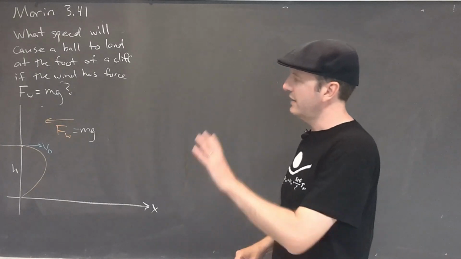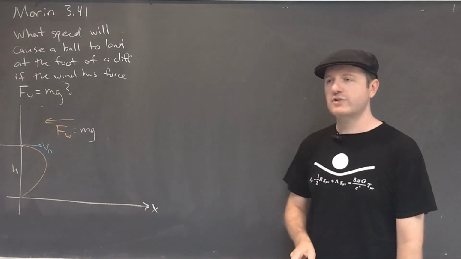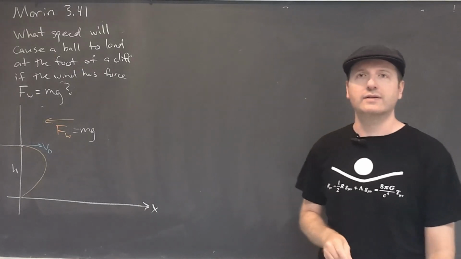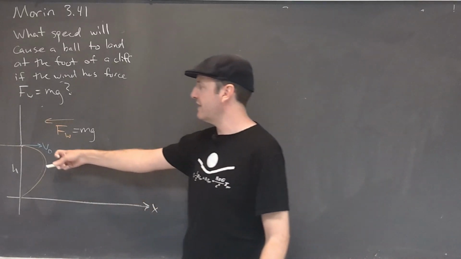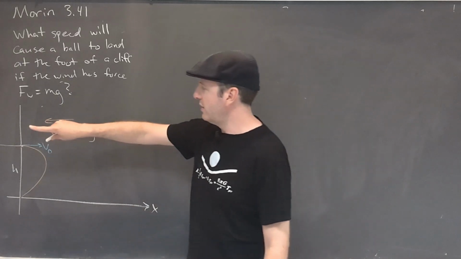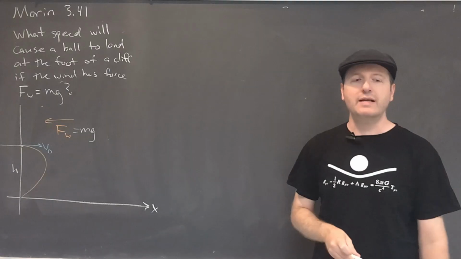The question is, if I'm standing at the top of a cliff and I throw a projectile directly horizontally, I'm leaving off a lot of the wording in the prompt, and I throw this ball directly horizontally at some speed v0, what should that speed be so that the ball is actually blown back and lands right at the base of the cliff?